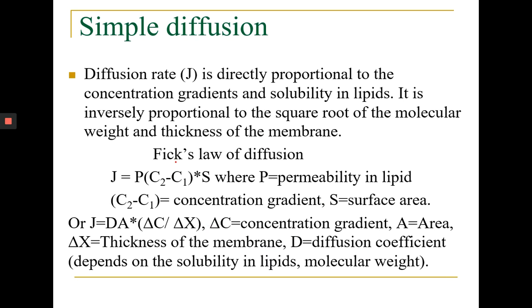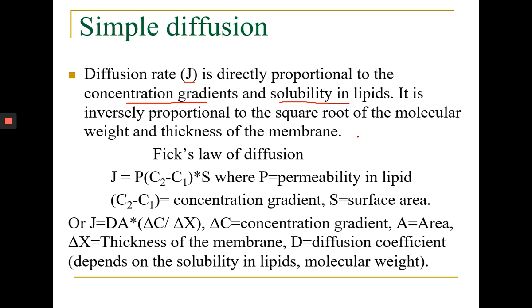Simple diffusion. Rate of diffusion, which we denote by the letter J, is directly proportional to the concentration gradient and solubility in lipid. Substances are not soluble in the same way. Some are more soluble than others. If we take gases, for example, CO2 is around 24 times more soluble than oxygen. So for CO2 the diffusion is faster if the gradient is the same.